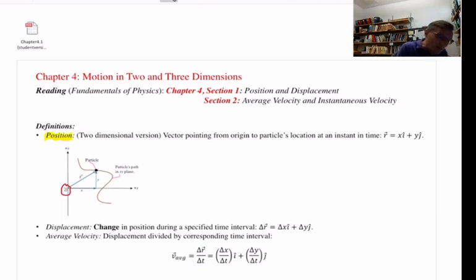The position vector of the particle at any given time is a vector that points from the origin to the particle's location at that instant in time. That's it. By definition, the position vector points from the origin to the particle's location. So it's drawn there, but I'll draw over it just to be clear. You go from the origin out to where the particle is located. That's drawn there as a blue arrow.